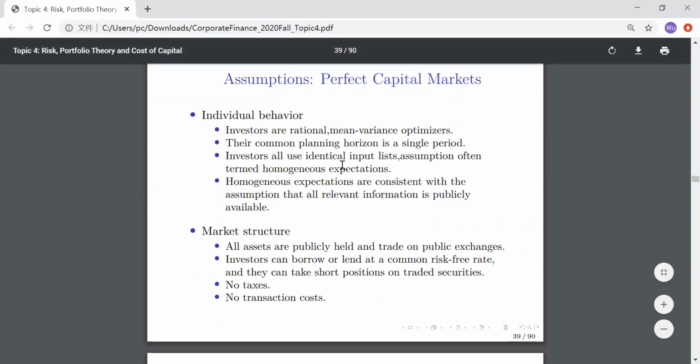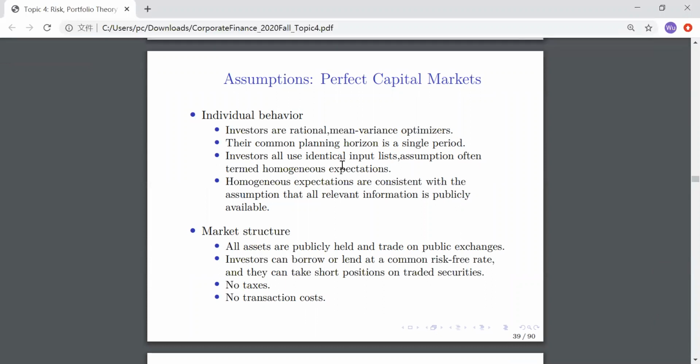So in the CAPM model, we have some assumptions. We need to have a perfect capital market, which means there's no market friction. And then for individual behavior, we need to assume that investors are rational mean variance optimizers. Mean variance optimizer means that they want to maximize the Sharpe ratio, right? As we just talked about. And then they have a common planning horizon, which is a single period. And they have common information, meaning identical input lists. They have homogeneous expectations, meaning, for example, that they have the same expectation of the market return in the next period.